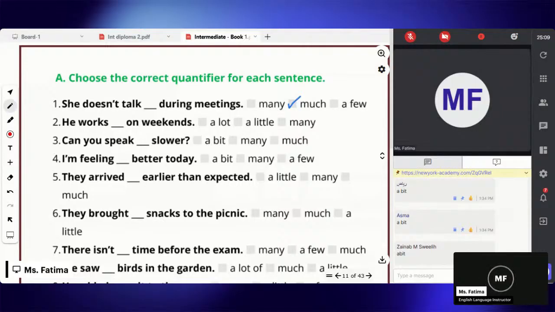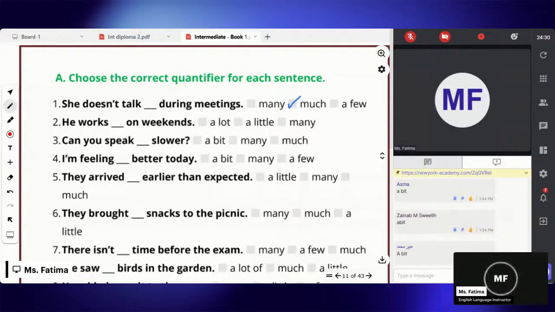So can you speak a bit slower? Or can you speak many slower? Can you speak much slower? Guys, it doesn't make sense to ask someone to speak much slower. Can you speak slower? Like, this is 0.075, this is too slow. So we can say, can you speak a bit slower?